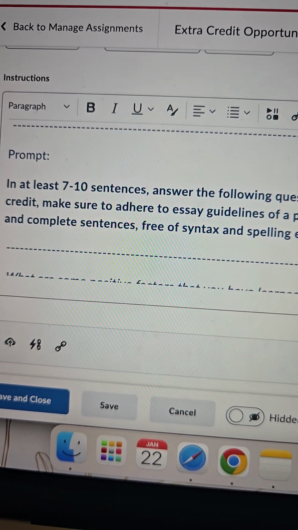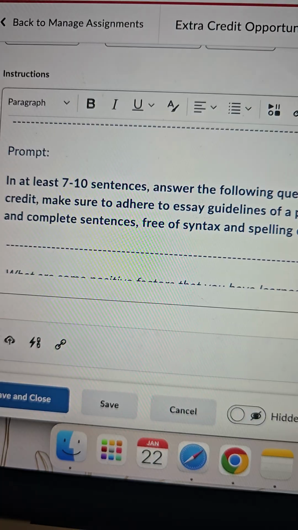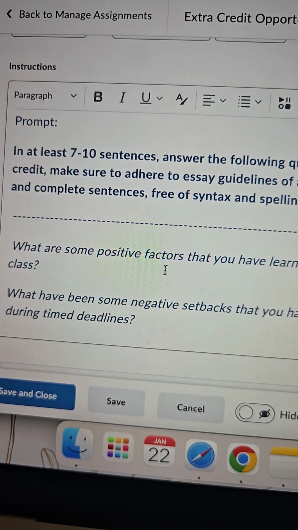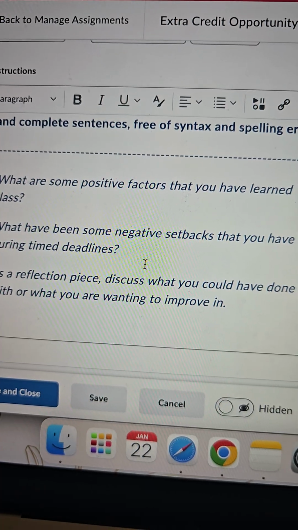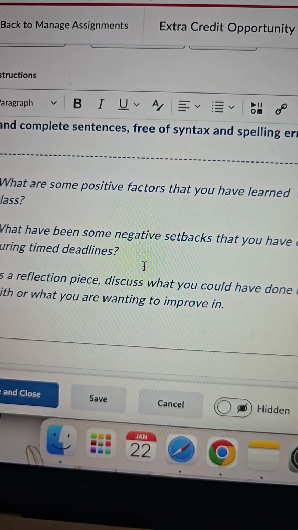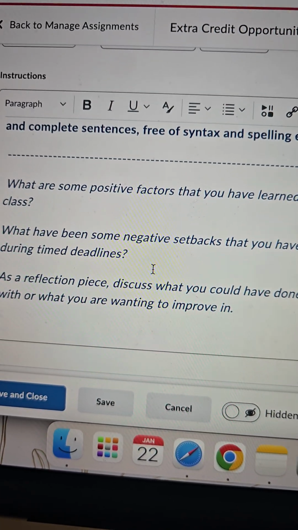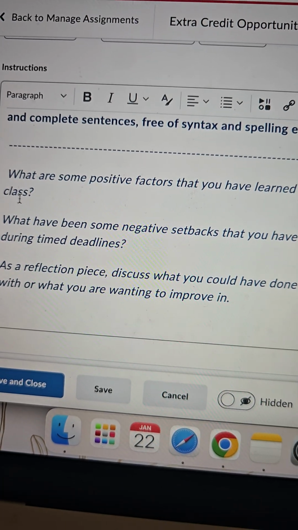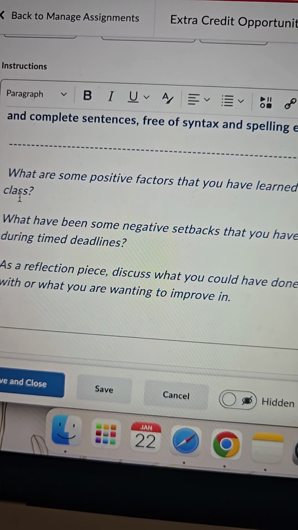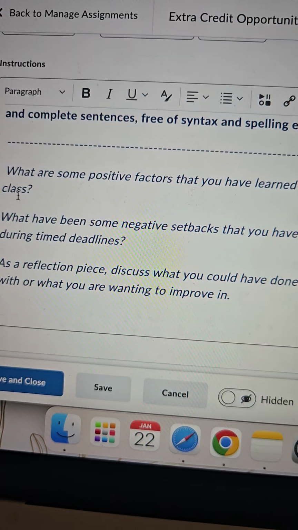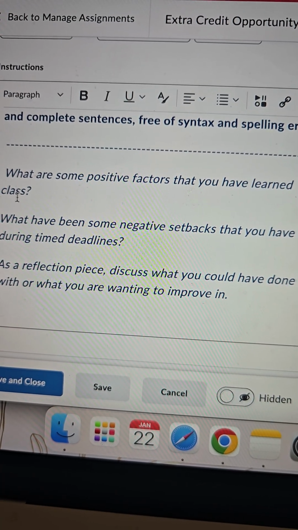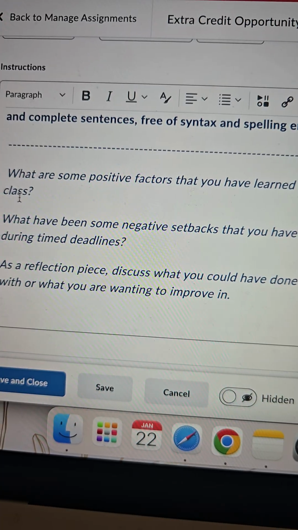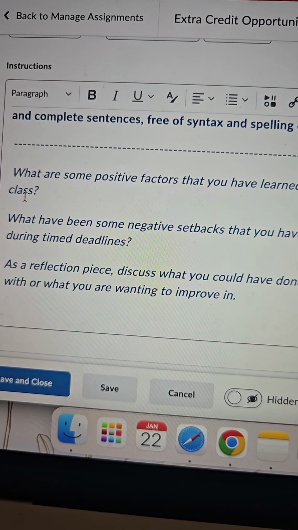And it's just this. In a paragraph of about 7 to 8 sentences, just answer the following questions for me, making sure that it's free of syntax and spelling errors, making sure that it's indented. However you would write a formal paragraph, I would like you to answer some of the following questions for extra credit. Again, it's simply just extra credit. There's no right or wrong answer. It's not required or anything like that. It's really just 7 points off towards your lowest minor grade.